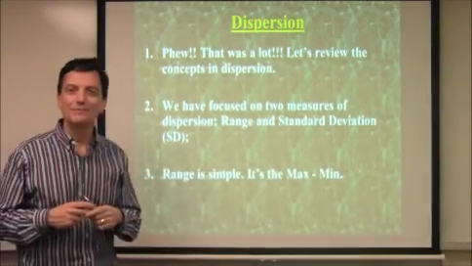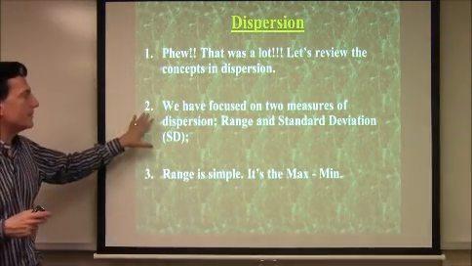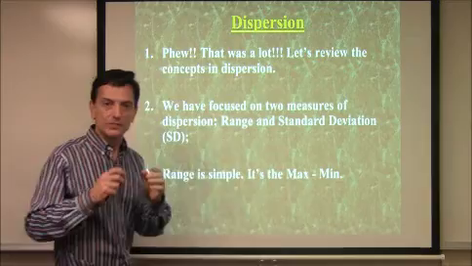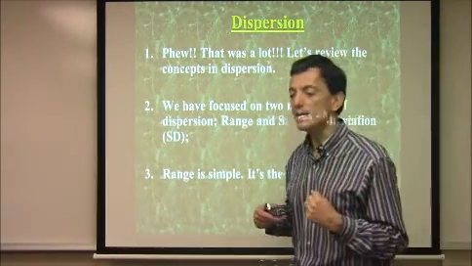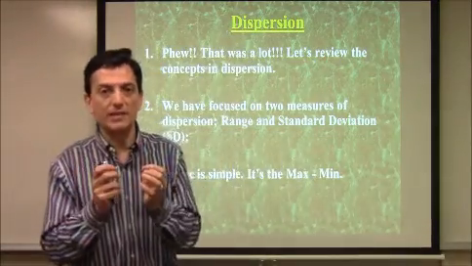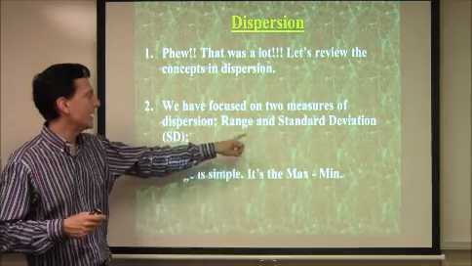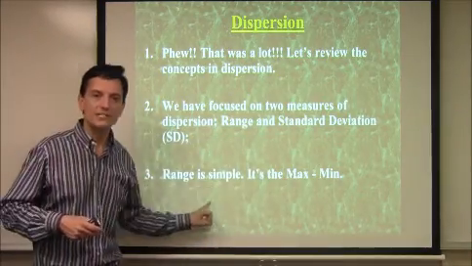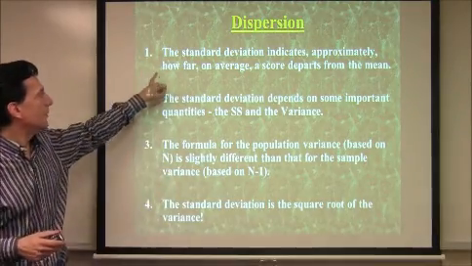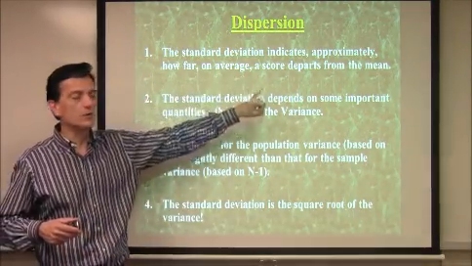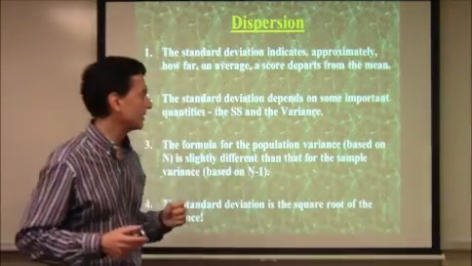Okay, that was a lot. We've gone through a lot of ideas there, and we could say that we want to review these concepts. We focused on two measures of dispersion. In our topic of descriptive statistics, we mentioned three different kinds of measures of central tendency. We now talked about two types of dispersion, and these are the range and the standard deviation. The range was very simple. It was the max minus the min. The standard deviation was indicating approximately how far on average scores depart from the mean. So that would have been a good answer to your pop quiz question.